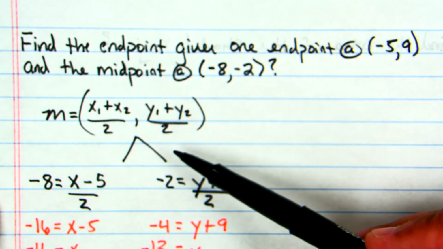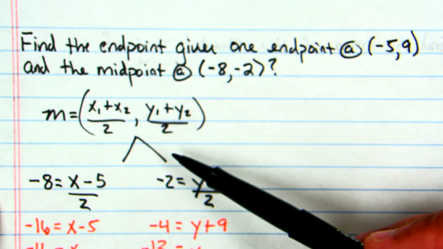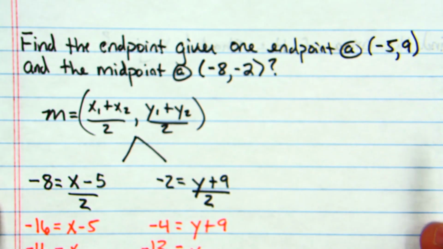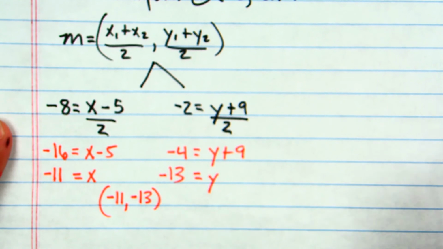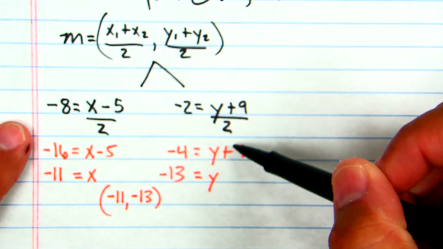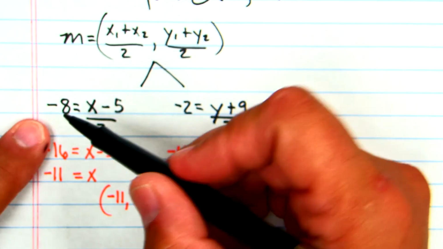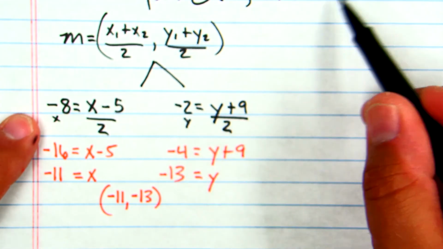Formula is m equals x1 plus x2 over 2, comma, y1 plus y2 over 2. And what we do there is I actually split them apart. My x's are here, my y's are here. Those are my x and y coordinates from my midpoint.